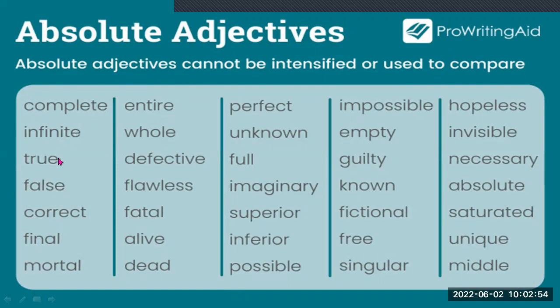Others are complete, infinite, true, false, correct, final, mortal, entire, whole, defective, flawless, fatal, alive, dead, perfect, unknown, full, imaginary, superior, inferior, possible, impossible, empty, guilty, known, fictional, free, singular, hopeless, invisible, necessary, absolute, saturated, unique, middle. So these are all absolute adjectives. Take note of them. You don't use them in making comparisons, all right?